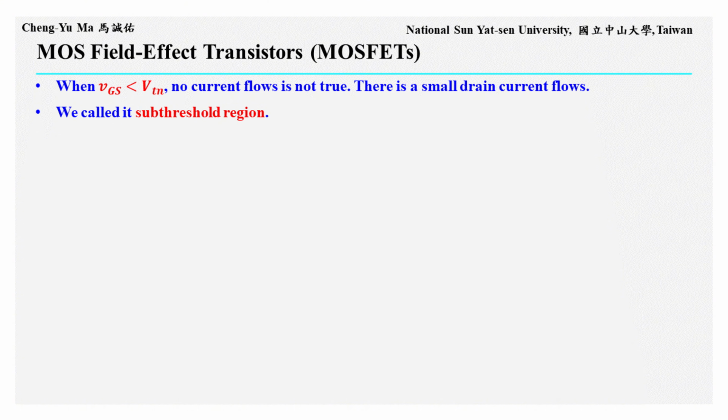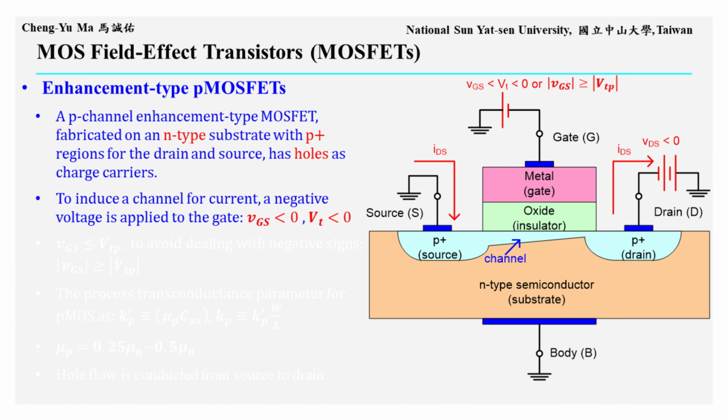Ideally, when VGS is below VTN, no current should flow. In a real device, however, a very small drain current still exists. This operating region is called the sub-threshold region. In an introductory electronics course, we usually do not analyze this region in detail, and we approximate it as the off state. After discussing N-MOSFET devices, we now introduce P-MOSFET devices.